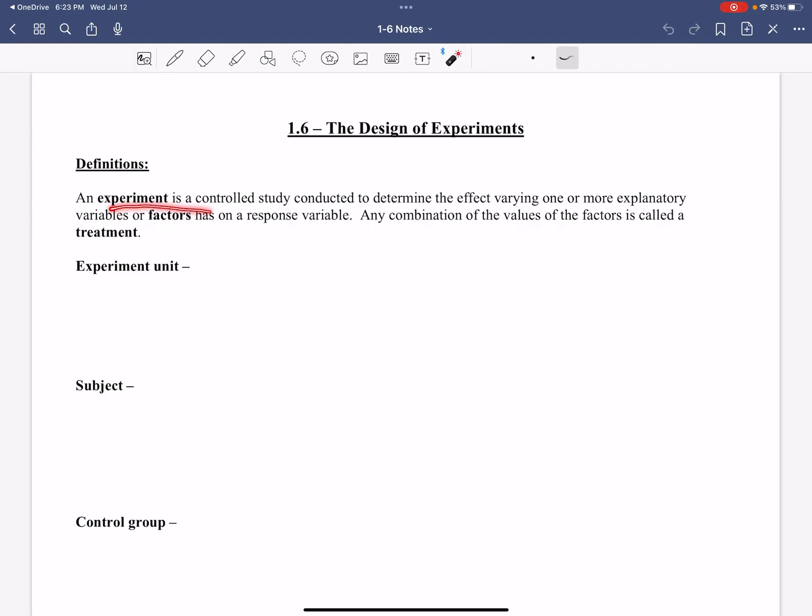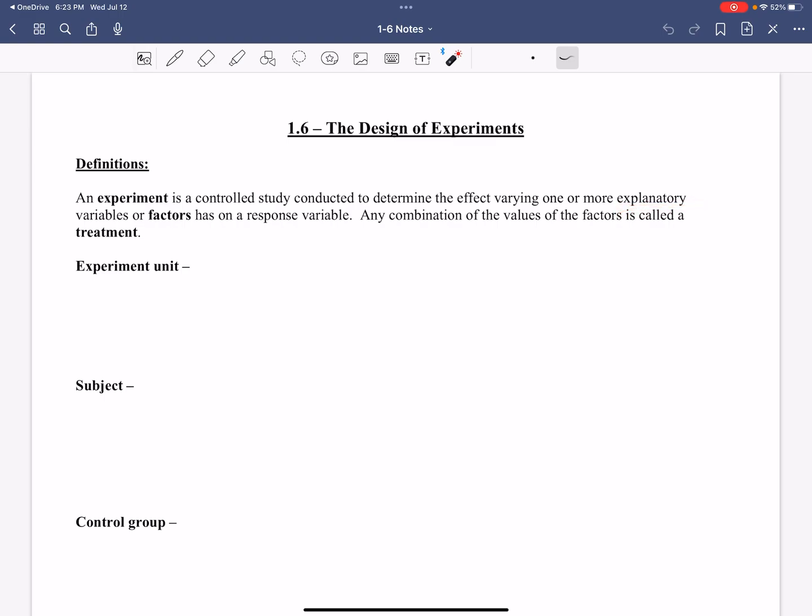An experiment is a controlled study. So remember we talked about observational and experiment. So this is an experiment. A controlled study conducted to determine the effect varying one or more of the explanatory variables or factors has on a response variable. Remember the explanatory variable, we've talked about these definitions and now we're putting them into play. So the explanatory variable is that input value, what it is that you're working with. The response is what happens because of that, right? So we're using these terms that we've already learned.